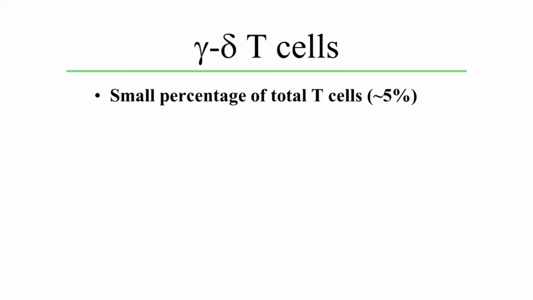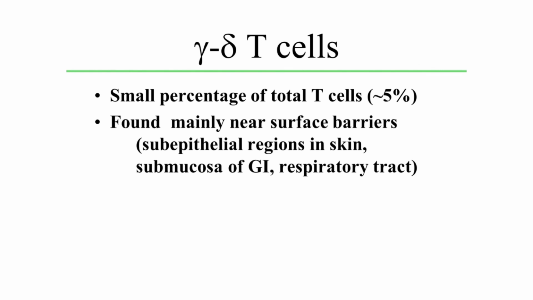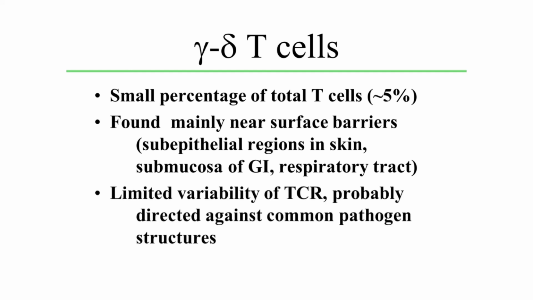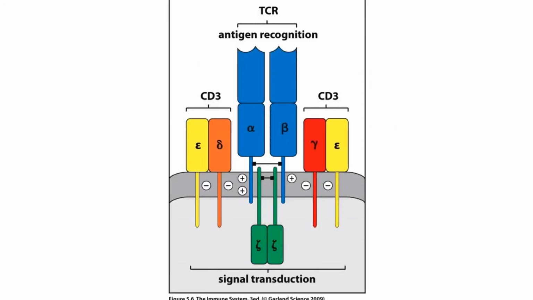These are encoded by different genes, and they do bind antigen. However, we understand these cells very poorly. We don't really know what they do. Gamma delta T cells are not found in lymphoid tissues. You don't find them in lymph nodes or spleens or Peyer's patches. You find them in submucosal regions, in the gastrointestinal tract and respiratory tract and skin. They have very limited diversity in their variable regions, probably directed against common structures of many pathogens that invade through mucosal sites. And we don't really know a heck of a lot about what they do. We shall never mention them again.